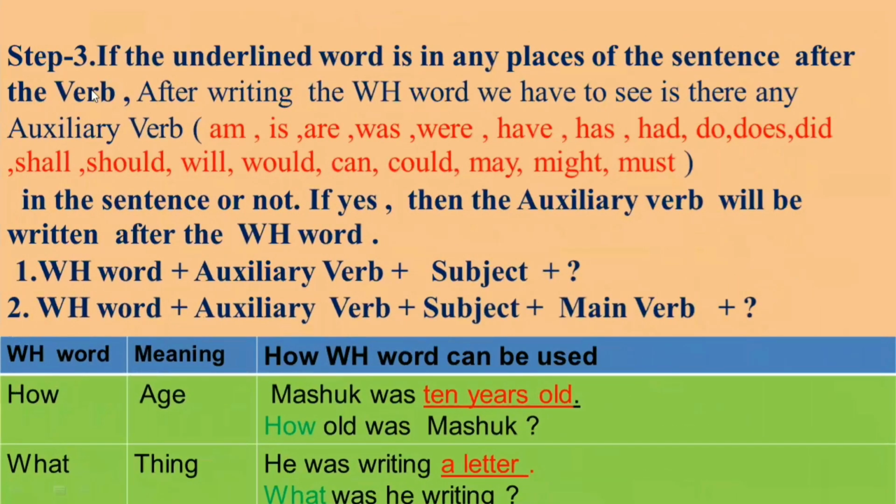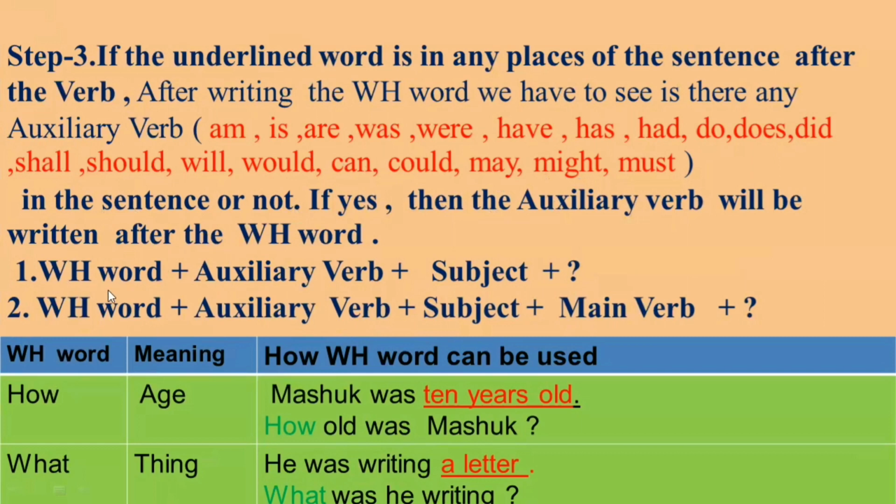My dear student, step 3. If the underlined word is in any place of the sentence after the verb, then after writing the WH word, we have to see whether there is any auxiliary verb such as am, is, are, was, were, have, had, do, does, did, shall, should, will, would, can, could, may, might, must in the sentence or not. If yes, then the auxiliary verb will be written after the WH word.